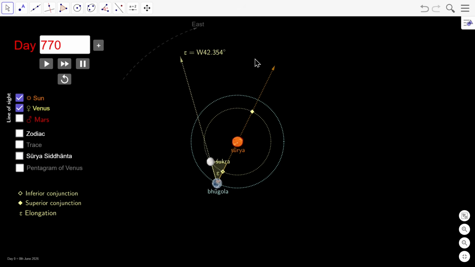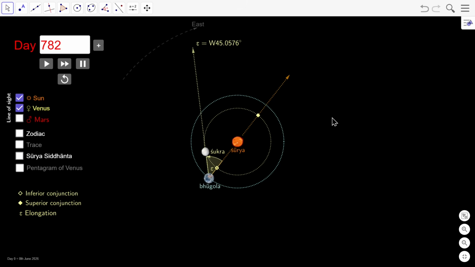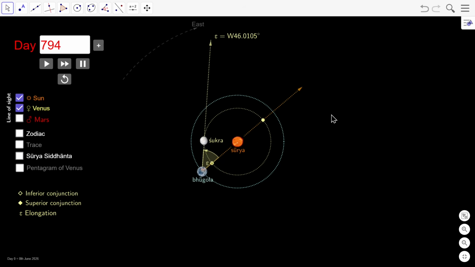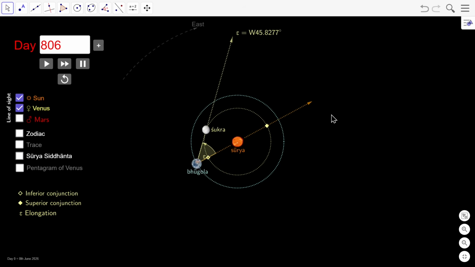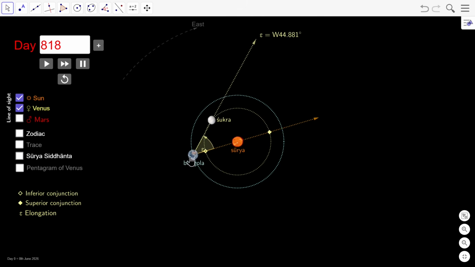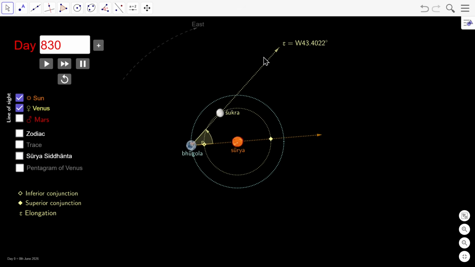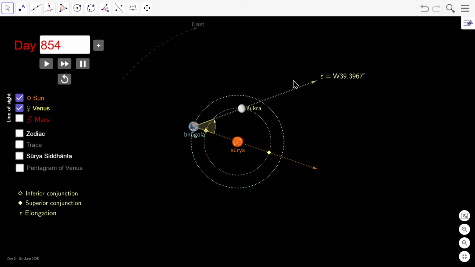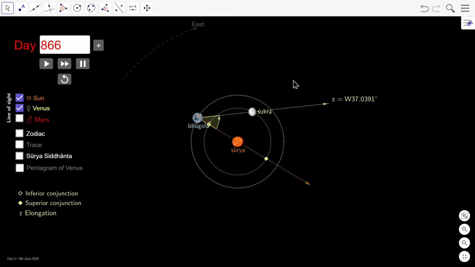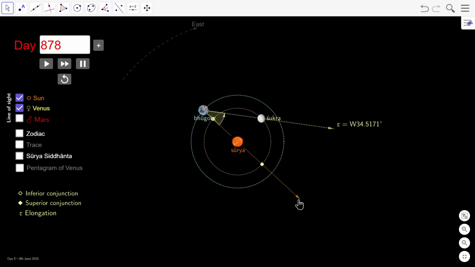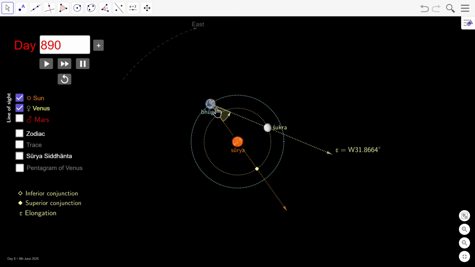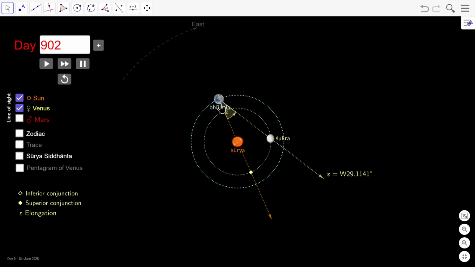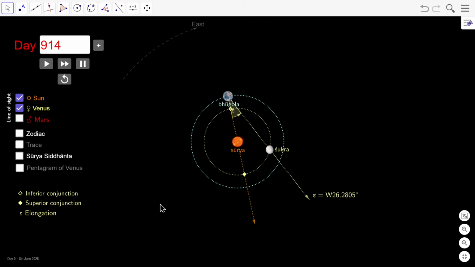And now prograde movement started. This pattern goes on and on eternally. As we observe from the earth, it looks like Shukra is going east of the sun, west of the sun, east of the sun, west of the sun, perpetually, like a pendulum, where this is the center of the pendulum, and this is the swinging pendulum which goes in an arc.